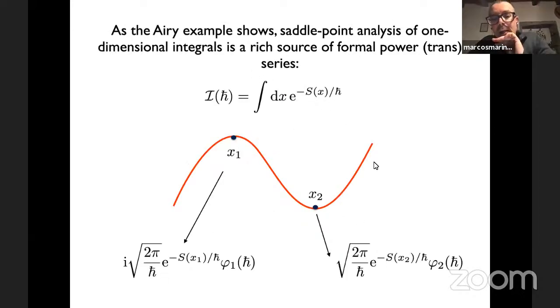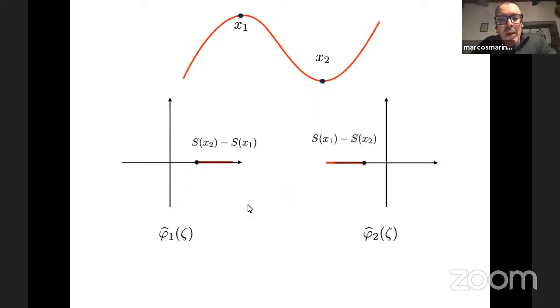Now, if you have a saddle point analysis of an integral with two saddle points, what you will find when you analyze the Borel transform is that the Borel transform of the first series will have a singularity at a point in the complex plane given by the difference of the actions of the two series that appear here. So the singularity will be located at the value of this function at the second point minus the value of the function at the first point. Conversely, if you look at the Borel transform of the second series, you will find a singularity at the opposite point, x1 minus x2. This is a typical structure that you find in this saddle point analysis.